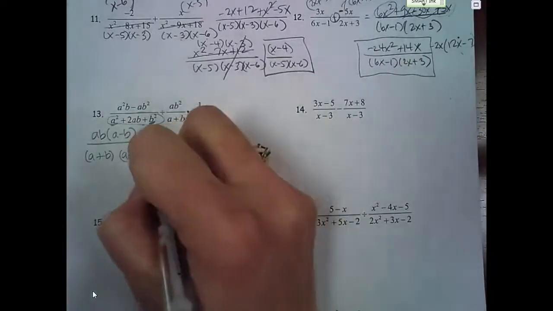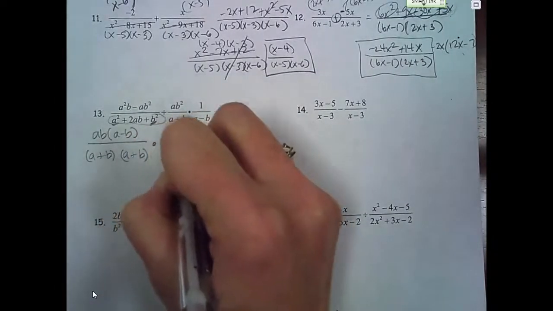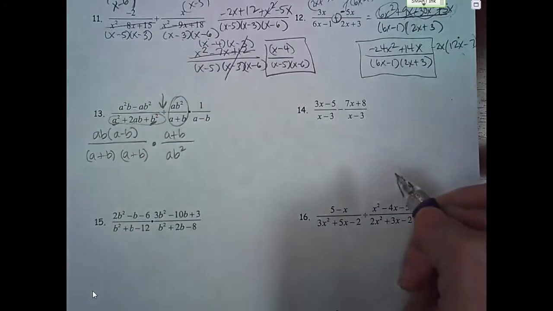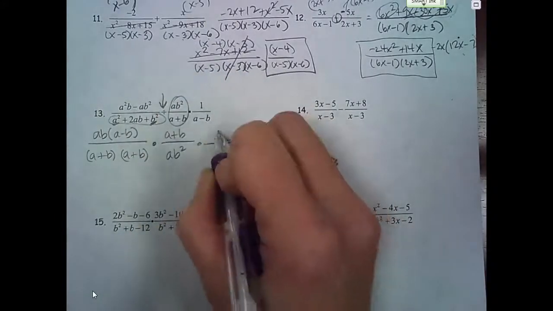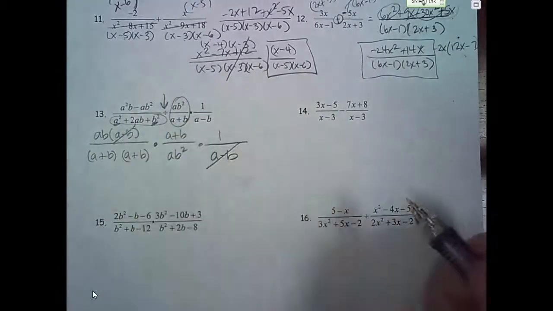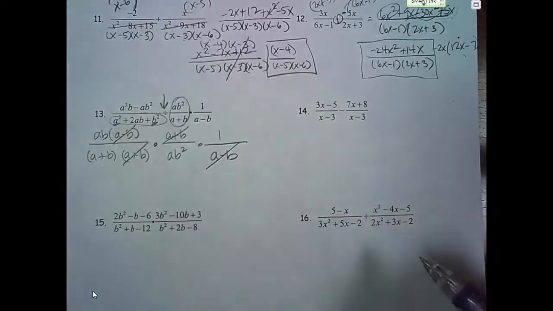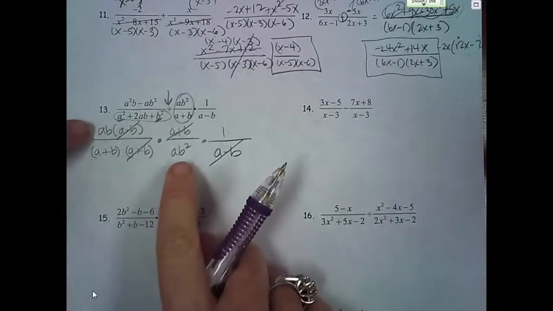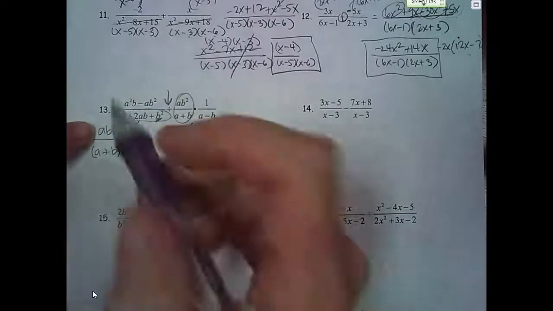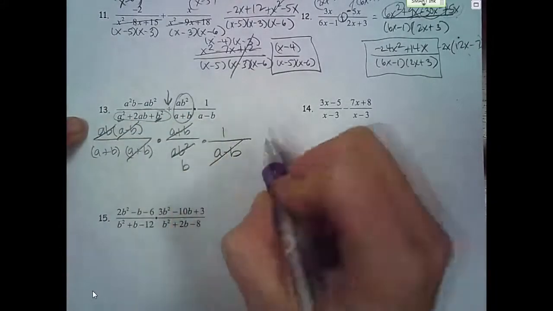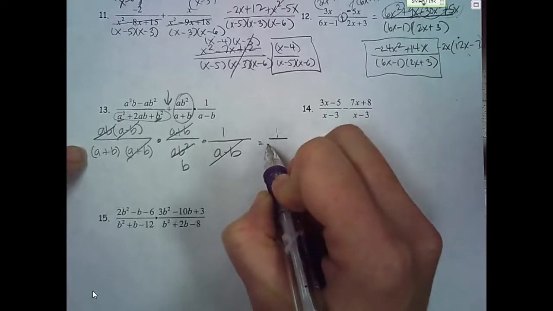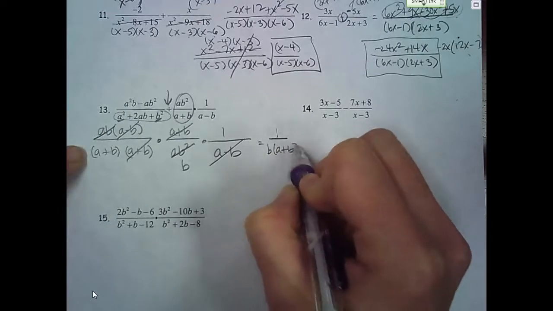So you're good. Now flip this. Don't forget to flip it because of the division. And the last one you don't have to flip. And then just cancel. A minus B cancels with this A minus B. Now be careful here. These cancel, okay? But you're going to have an extra B in the denominator. So your final answer is just 1 over B times A plus B.